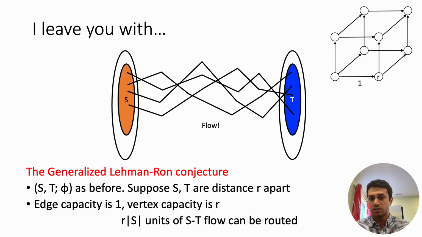I leave you with this conjecture. It's just a combinatorial conjecture about routing in the hypercube. So you have S and T being sub-level sets. They are distance R apart. The edge capacity is 1. The vertex capacity is R. Prove that you can route R times cardinality of S units of flow from capital S to capital T.